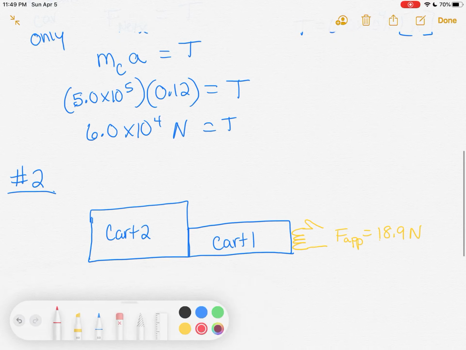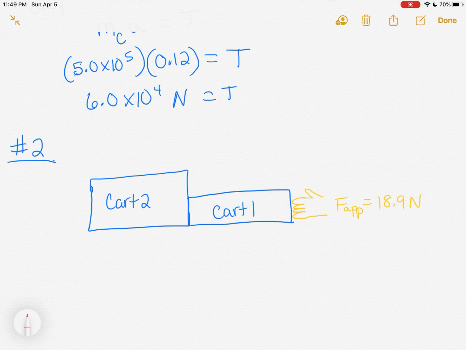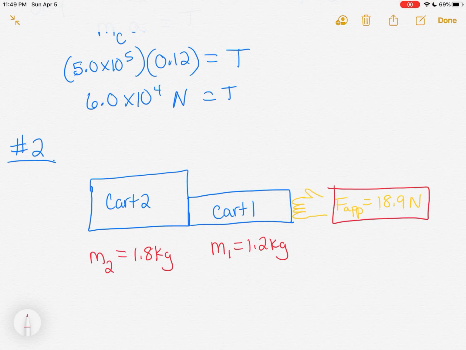Okay, so let's write down what we know from our question. The mass of cart 1, M1, is 1.2 kilograms. The mass of cart 2 is 1.8 kilograms. That's why I've drawn cart 2 a little bit larger. And cart 1 is being pushed with this applied force of 18.9 newtons, and it's traveling to the west. That's causing cart 1 to push on cart 2. So we are first trying to look for the acceleration of each of the carts.